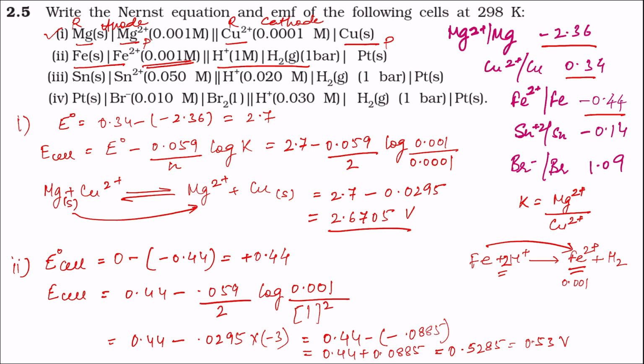This is in volts. Now the third cell, tin to Sn2+ ion and H+ to hydrogen. Again the reaction will be, 2 electrons are lost by tin. So number of electrons lost should be equal to number of electrons gained. So 2 H+ ions will gain 2 electrons and change into hydrogen gas. So in this case the cell reaction will be, standard reduction potential of tin is minus 0.14.